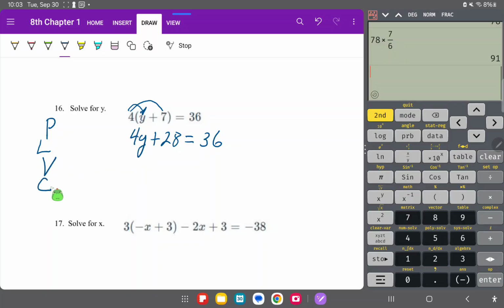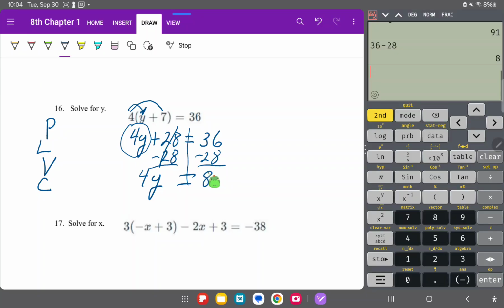All right, so we're back to the step C. We need to get this all alone. So we need to subtract the 28 from both sides. Over here it cancels, so now the 4y is alone. Bring down your equals, and then 36 minus 28 is 8. Now, we're ready to divide.